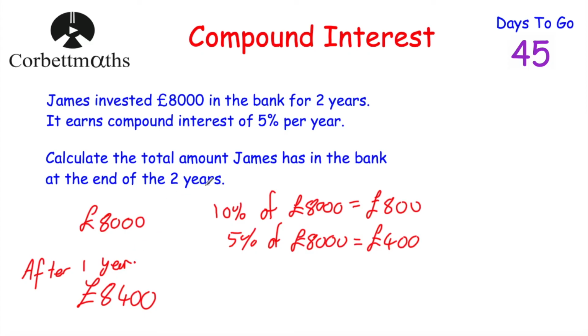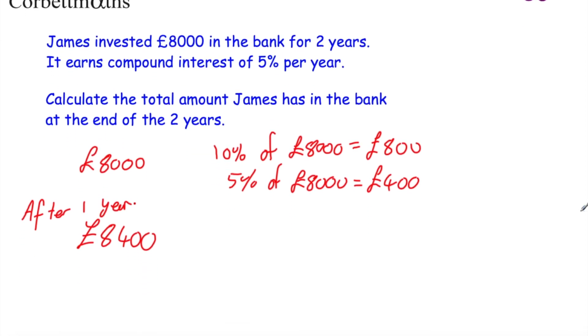We now want to find out how much money James has in the bank after 2 years. Now, because it's compound interest, what that means is that to work out how much money he has in the bank after 2 years, the bank now work out 5% of this amount of money. So we now need to work out 5% of 8,400 and add that on. And that's how much money he'll have in the bank after 2 years.